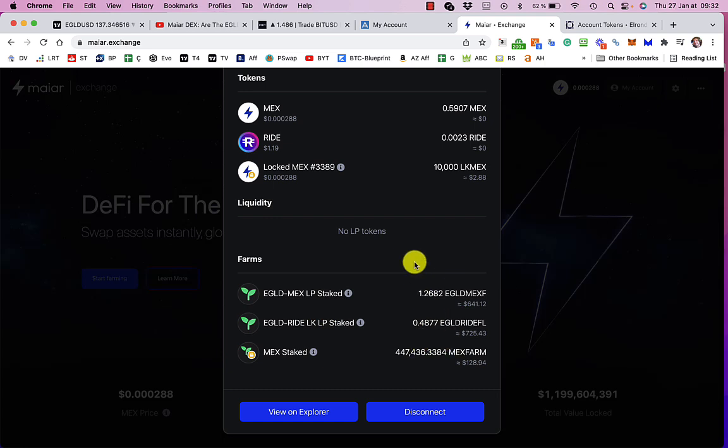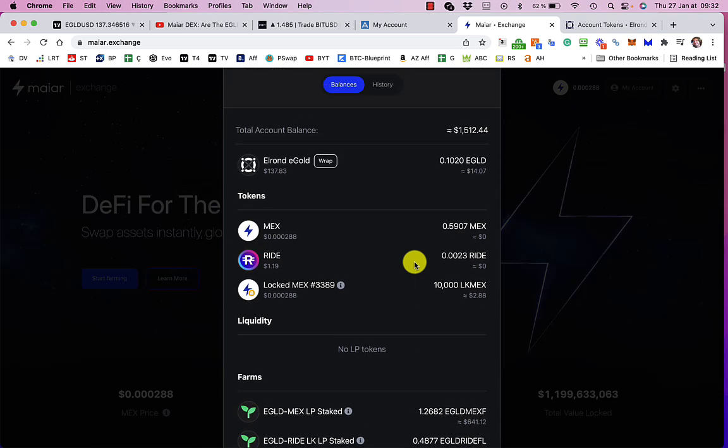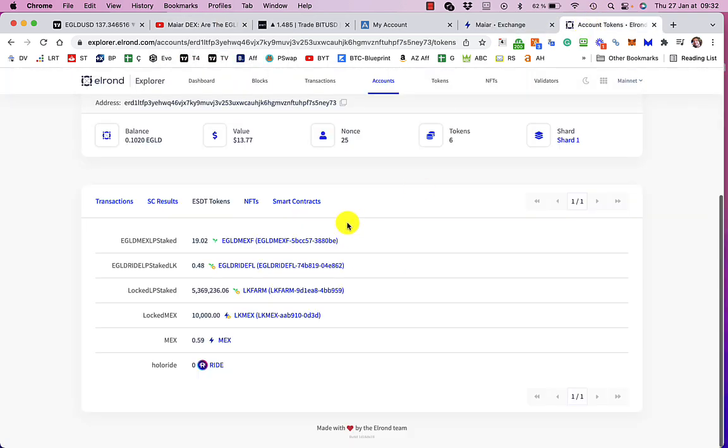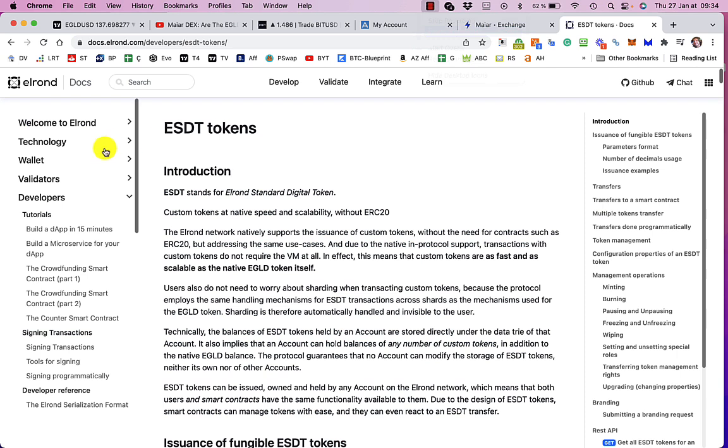If anybody can enlighten me, I'm sure that both me and Andu would be very happy to know exactly what this is all about. And by the way, for anyone wondering what ESDT means, it means Elrond Standard Digital Token. And you can read about that on docs.elrond.com/developers/ESDT-tokens. But if someone else is more knowledgeable about this, then please do say so, because I'd be interested to know. And that's the whole point about this channel.